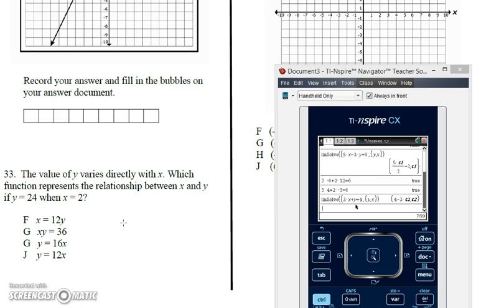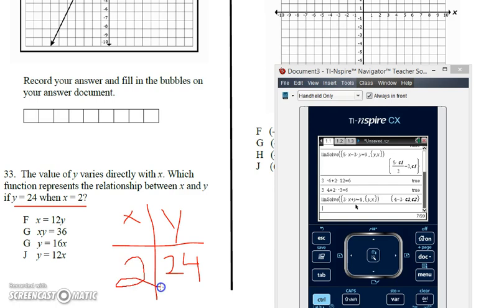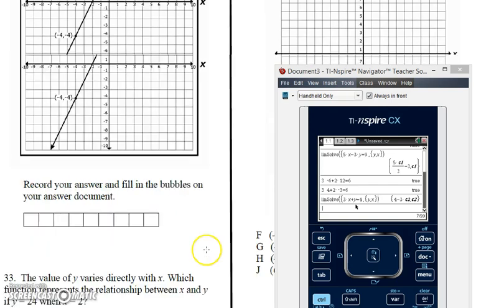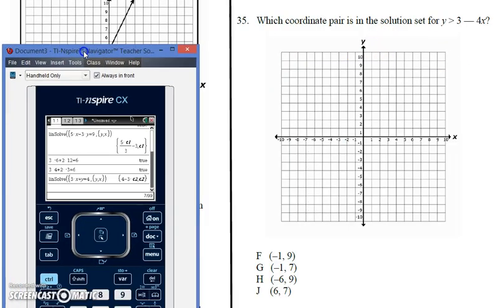Number 33, you do not get confused. They are giving you what? Y and x. So you say, okay, this is y over here. And they gave me when y is 24, x is 2. And then what are you going to do? You're going to just look at these values and you're going to see which of these gives you true, because you know x has to be 2, y has to be 24. And one more time, you will finish it on your own.